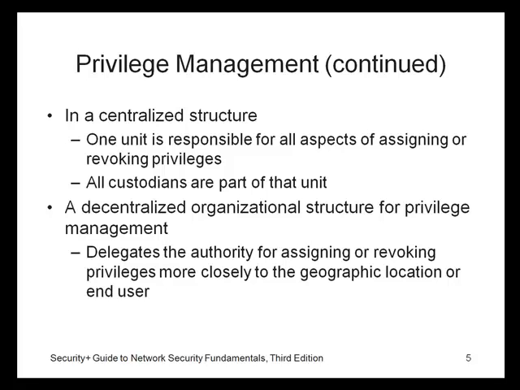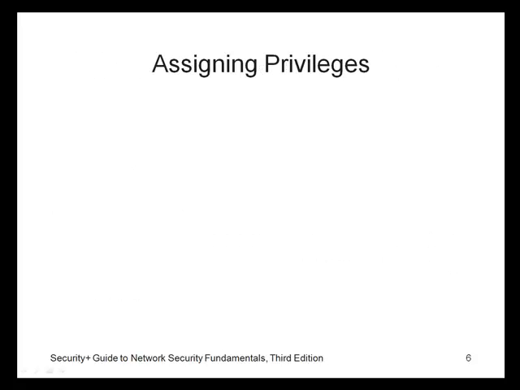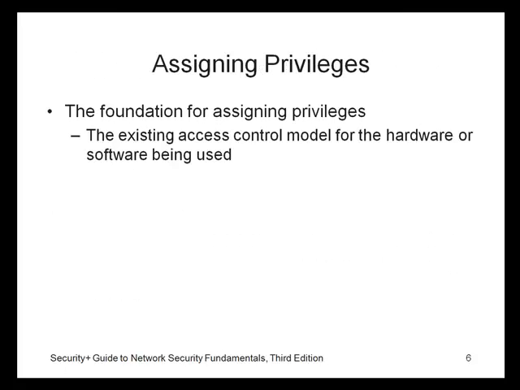But decentralized for privilege management delegates the authority for assigning or revoking privileges more closely to the geographical location of the user. We have that here, don't we? Who gives permissions? Chris does. If you need to be an administrator on a local computer, who's going to do that for you? Who's going to give you the privilege? Chris, the network administrator, is going to do that. You don't have to wait for Virginia Beach. You don't have to submit it to Virginia Beach. You've got to submit it here. What kind of change management? Who would manage those things? He would.